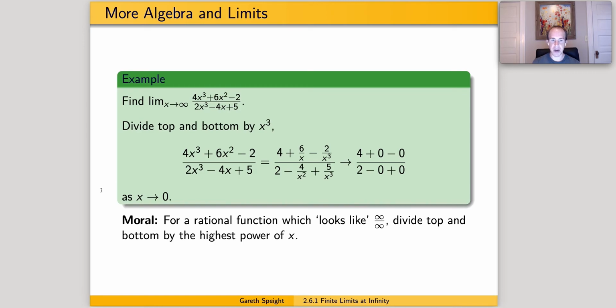So if it looks like we're getting infinity over infinity, try if you can to use some algebra to rewrite it. And eventually we'll have other tools for doing this, but that's going to be the main tactic right now.